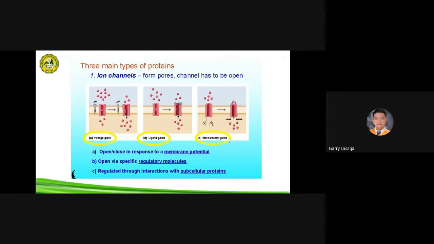For the mechanically gated ion channels, these are regulated through interactions with subcellular proteins. For example, there are specific proteins that are present in the membrane near this particular channel. When these proteins are activated, they can cause the opening or closing of the channel.